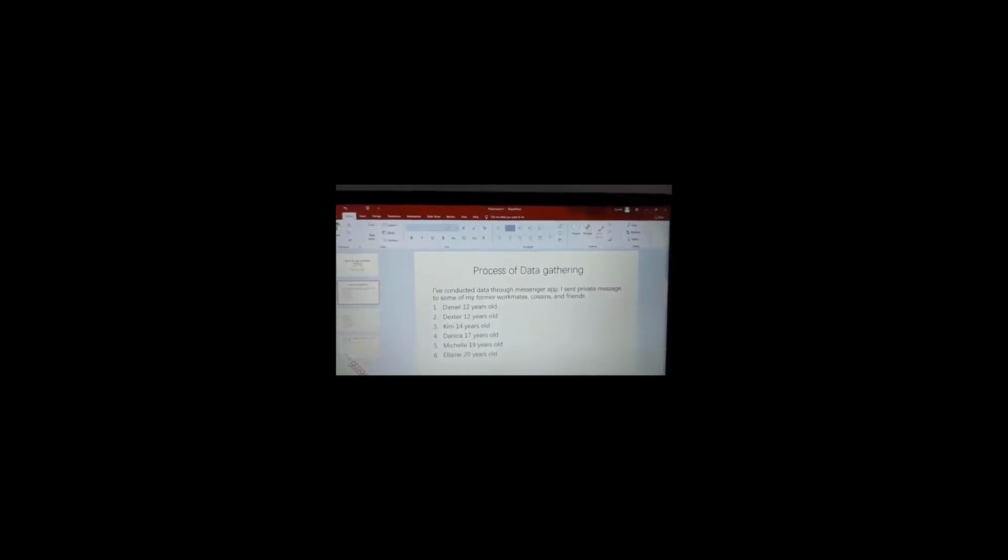So, we have here Daniel, 12 years old, Dexter, 12 years old, Kim, 14 years old, Danica, 17 years old, Michelle, 19 years old, Elaine, 20 years old, until we reach 15 persons. We have here 15 set of numbers. We're going to find the third quartile. Here is the formula: 3 over 4 times the 15th term plus 1. We're going to do it through decimal.